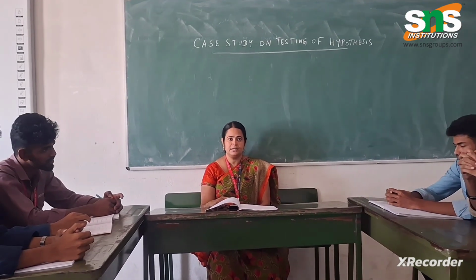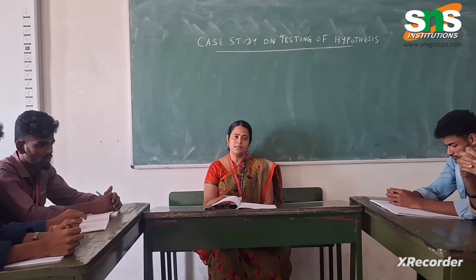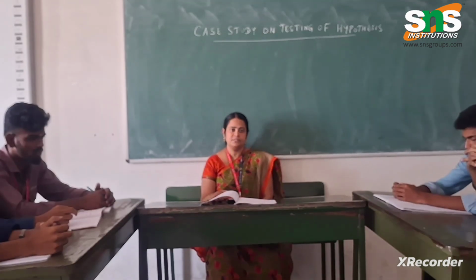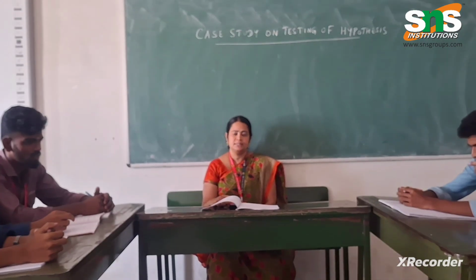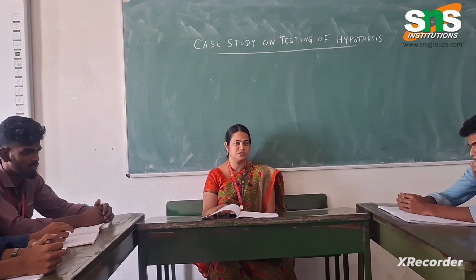In small sample we have three tests. One is t test, second one is f test, and third one is chi-square test. Similarly, in large sample we have four tests. One is test for significance of single mean, second one is difference of mean, third one is single proportion, and the last one is difference of proportion.